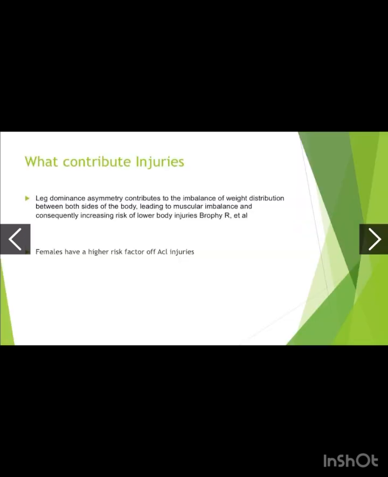What contributes to injuries is basically leg dominance asymmetry, which contributes to the imbalance of weight distribution between both sides of the body. This can lead to muscle imbalance and forces addressing one side of the body more than the other, increasing injuries. Females also have a higher risk factor of ACL injuries.